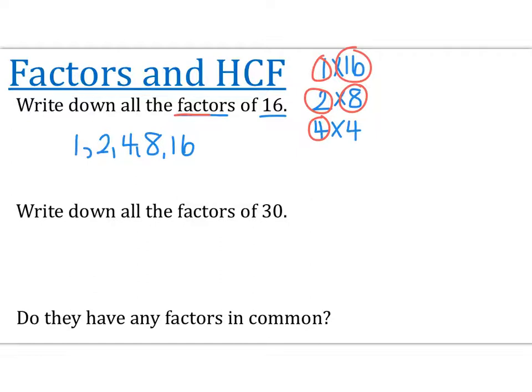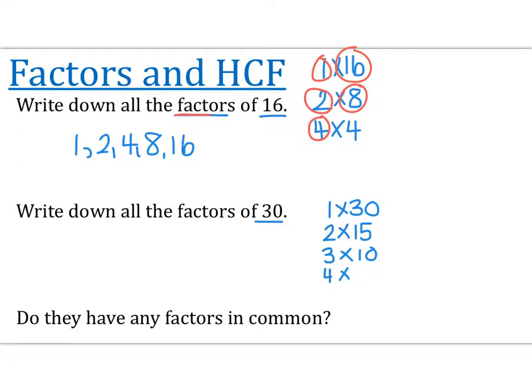All right, let's do the same thing for the next question. Write down all the factors of 30. So 30 is a long one. Let's think of all the facts of 30. I always like to start at 1. 1 times by 30. Let's see if we can do 2. 2 times by 15. 3 times by 10.